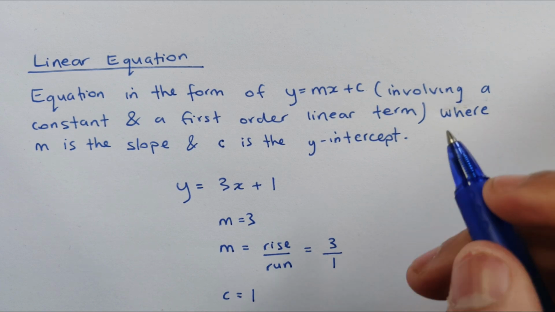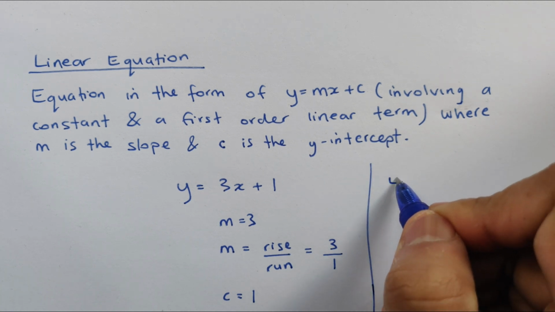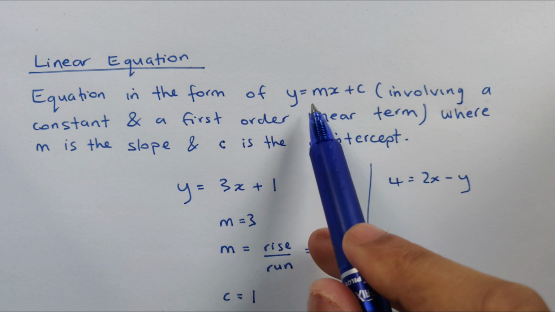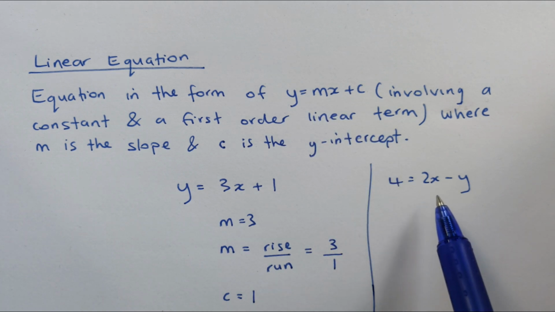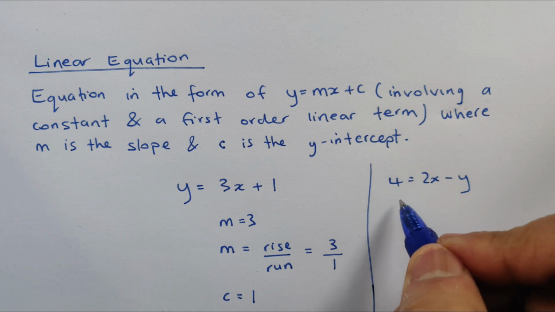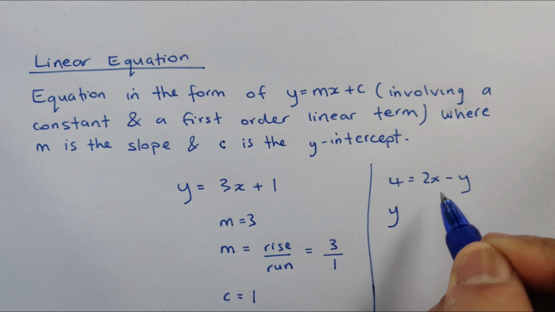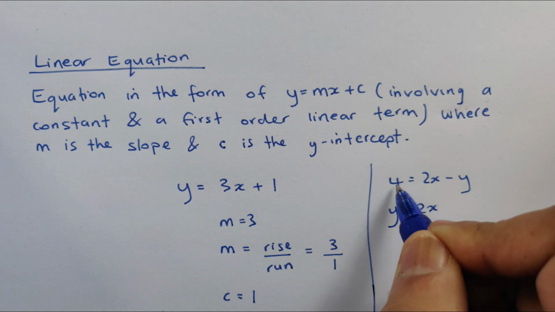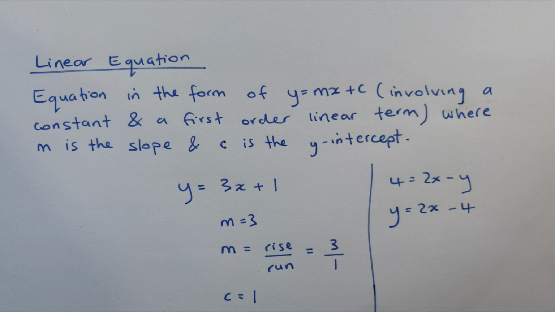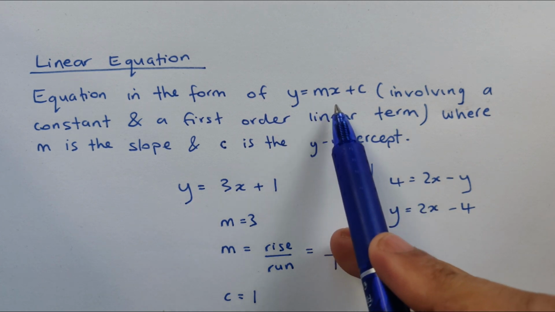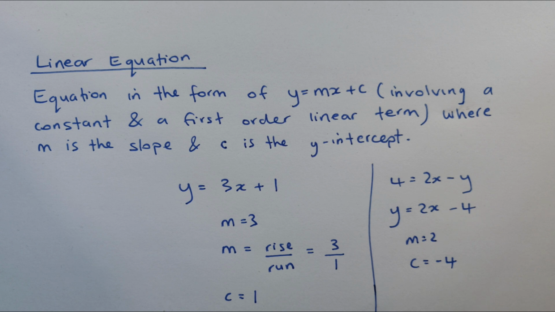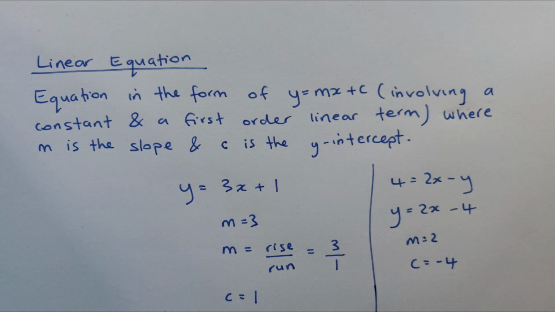So, let's look at one more example. Let's say 4 equals 2x minus y. This is not in the form of y equals mx plus c. However, we can rearrange this equation so it's in the form of y equals mx plus c. We have y on the side, so we can move it over to the other side. So y equals 2x, and we have 4 on the side of the equation, so we need to minus it from both sides. So we get y equals 2x minus 4. Now, this equation is in the form of y equals mx plus c, where m equals 2 and c equals negative 4. Okay, now let's look at some more examples and plot them on our axis.